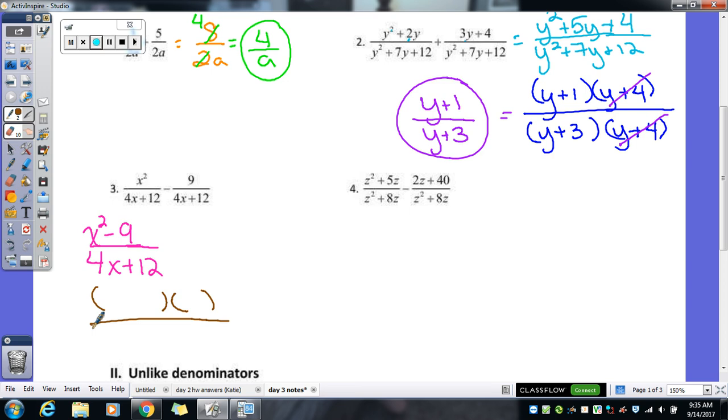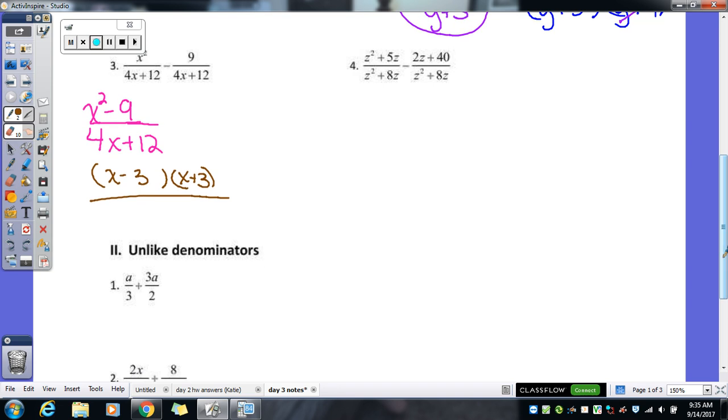So in our numerator there we have a difference of squares factor. X squared minus 9, how is that going to factor? X minus 3, x plus 3. What kind of factor do we have in our denominator? GCF, yes. What is our GCF? 4. So we got our 4 times x plus 3. So then our x plus 3's cancel. So we're left with x minus 3 over 4.